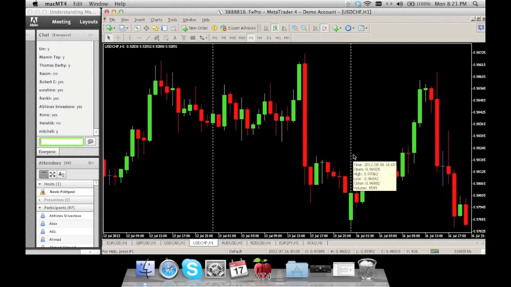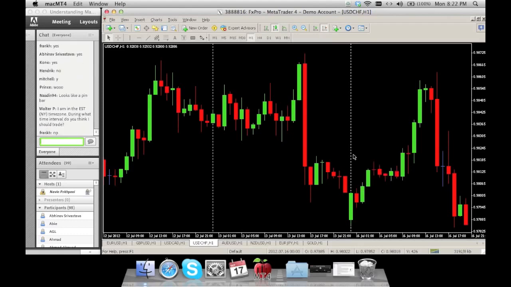Now for those of you who are still lost, you can always look through the recording. But right now we need to move to the next. Nasdeen, looks like a pin bar. It is a pin bar, but it's an upside down pin bar. That is a trend continuation pattern.